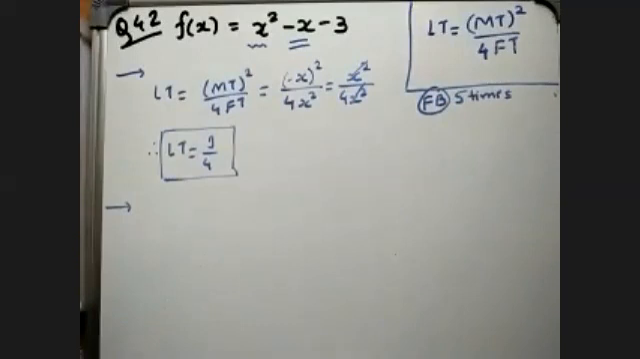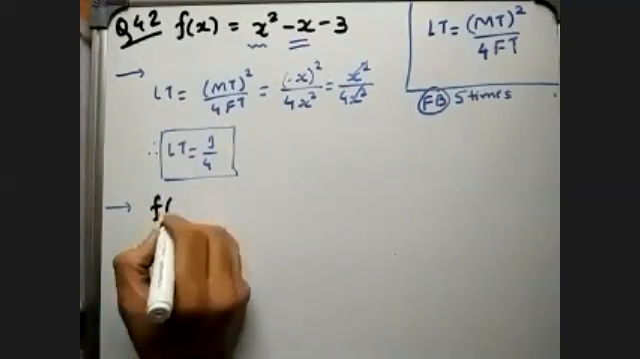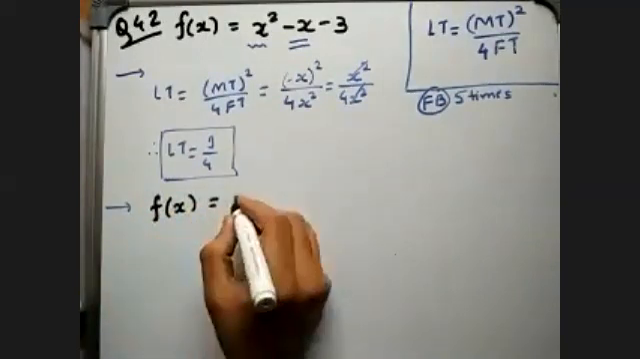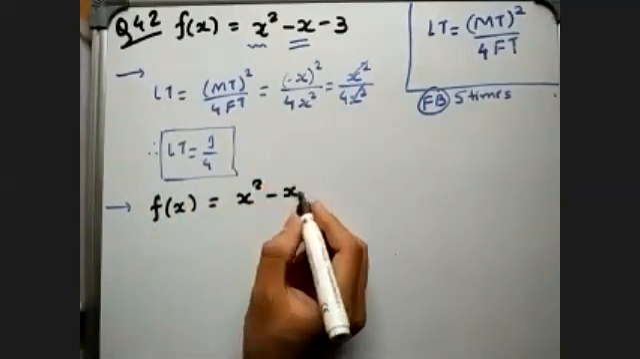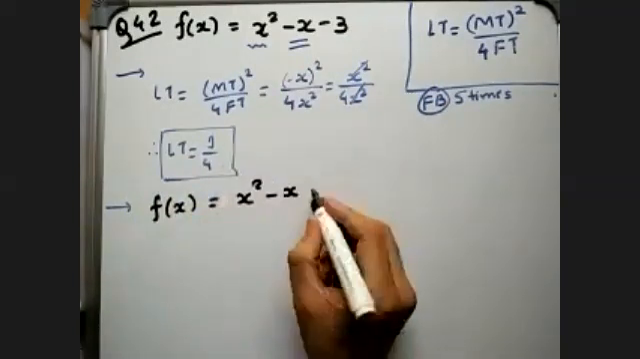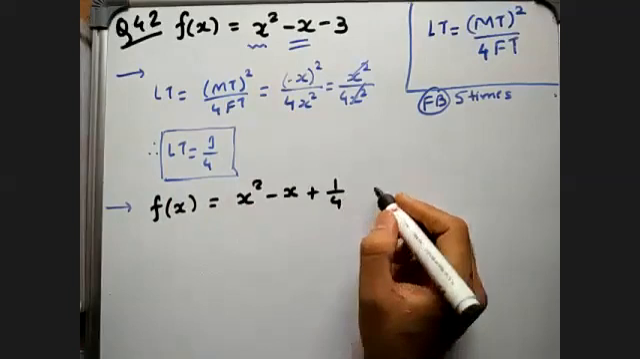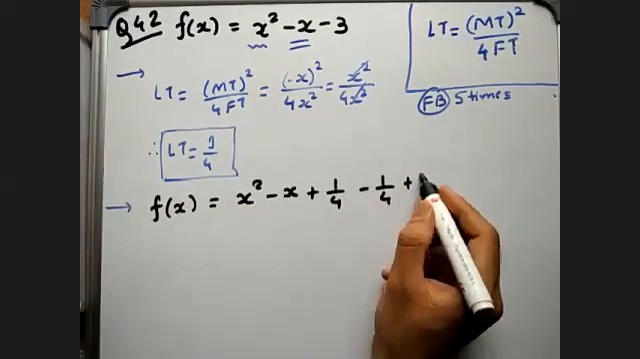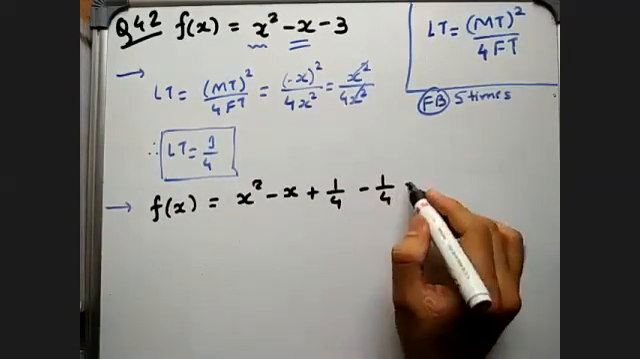Once you get the last term, now we will adjust our function as f of x is equal to x square minus x, just add this last term plus 1 by 4, subtract this last term, and this is already over here, that is minus 3.